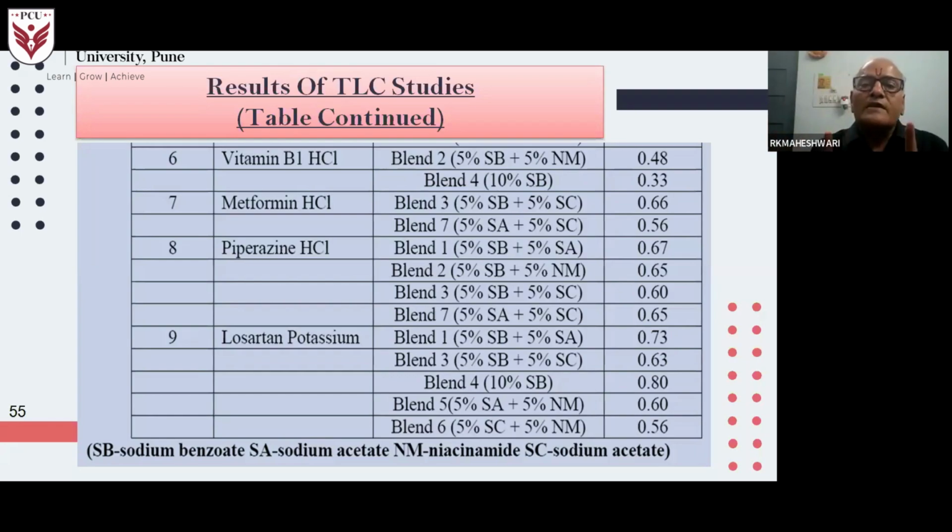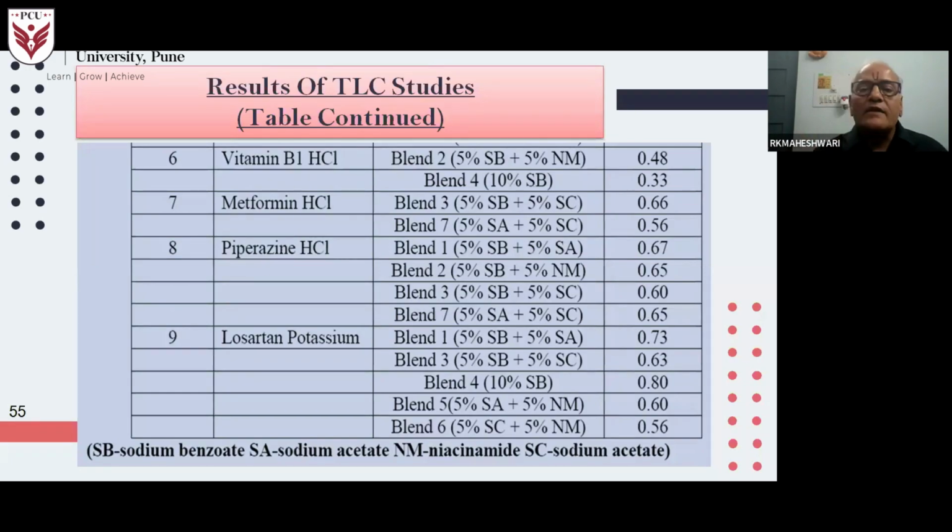One thing you should listen carefully. When this plate is dried in the oven, sodium benzoate and niacinamide will not volatilize out. They are non-volatile, so they remain on the plate together with the drug spot. When you keep the plate in the iodine chamber, it becomes slightly yellowish because sodium benzoate and niacinamide are there throughout the plate and also absorb iodine. But wherever there is the spot of vitamin B1 hydrochloride, it will be intensely yellow colored. In this way, two blends were found good, blend 2 and blend 4. The remaining 6 blends were not suitable for TLC of this B1 hydrochloride. Similarly, as you are seeing in the case of number 9, blends 1, 3, 4, 6 were found suitable.